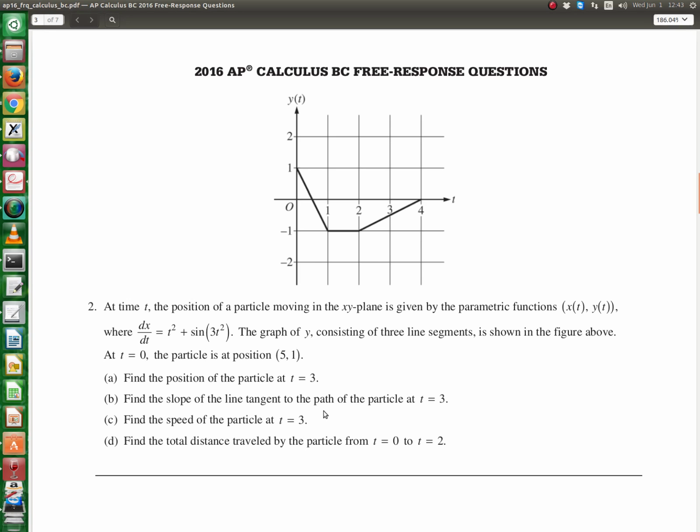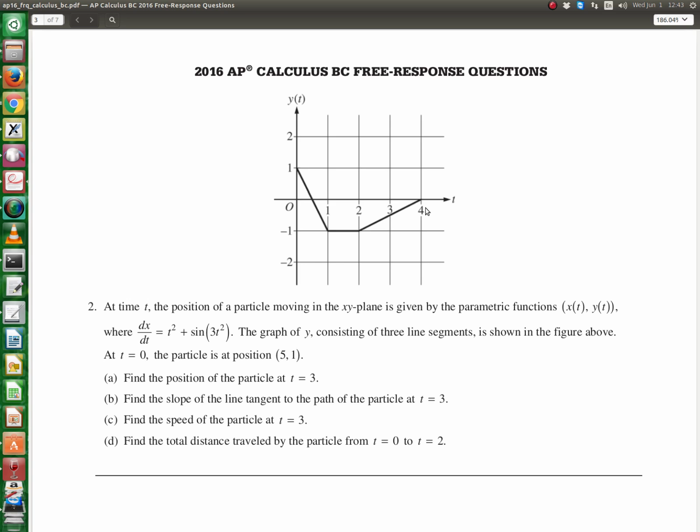Find the slope of the line tangent to the path of the particle at t equals 3. At t equals 3, y prime we said is a half. We said y of 3 is negative a half, but y prime, the slope, when t is 3, anywhere from 2 to 4 actually, is a half. Now, how do you get the slope of the tangent line to the trajectory of your curve when t is 3?